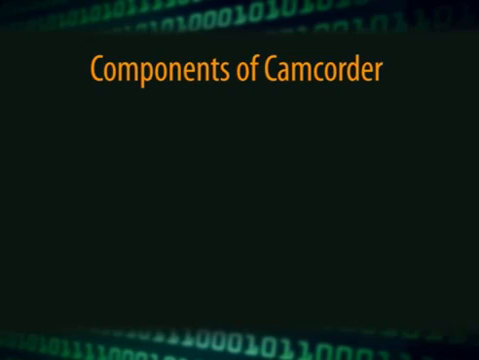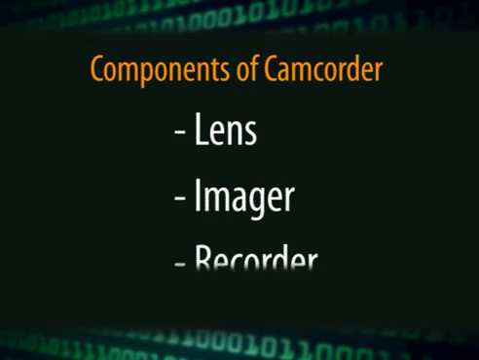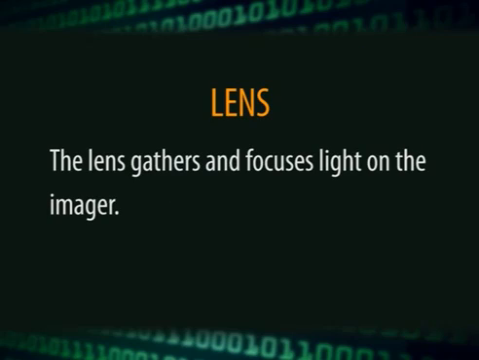So, what we observe is the camcorder has grown from a bulky two-unit analog device to a compact lightweight digital imager as well as recorder in a single unit as of now. The camcorder contains three major components: lens, imager and recorder. The lens gathers and focuses light on the imager.